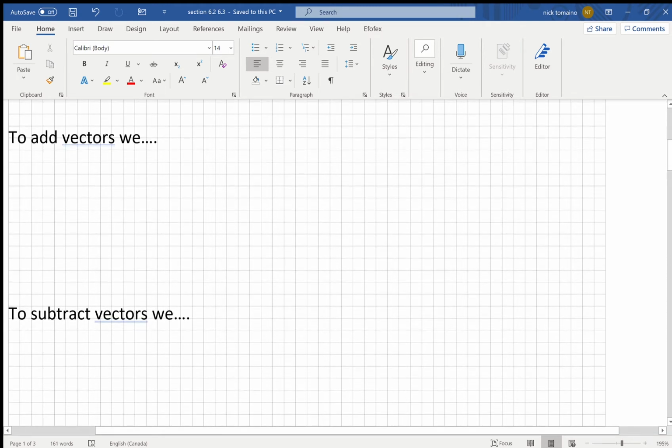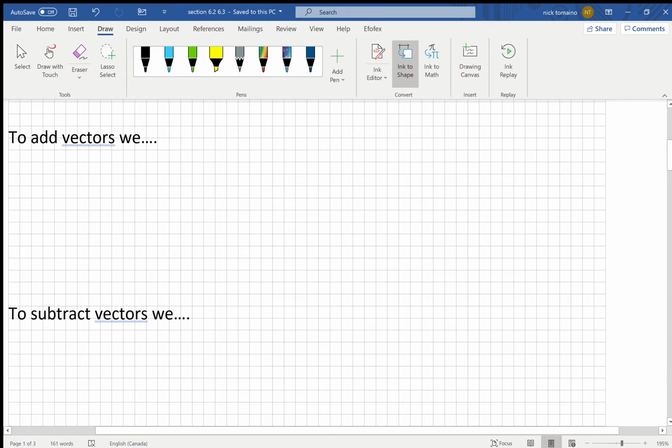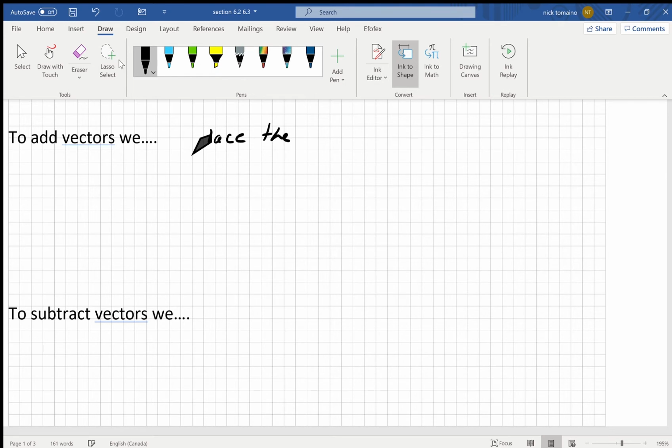To add vectors geometrically, we simply place the vectors tip to tail. Okay, place the vectors tip to tail.